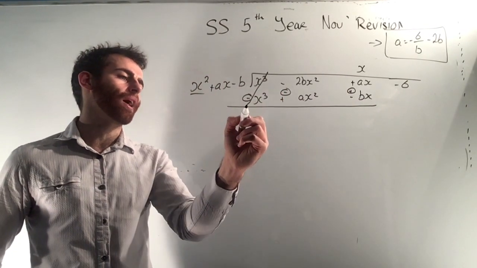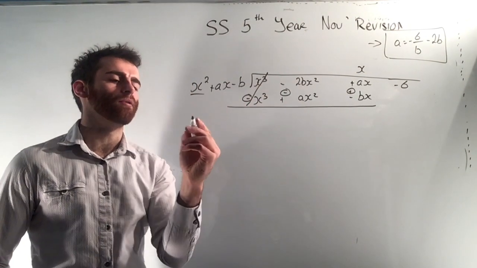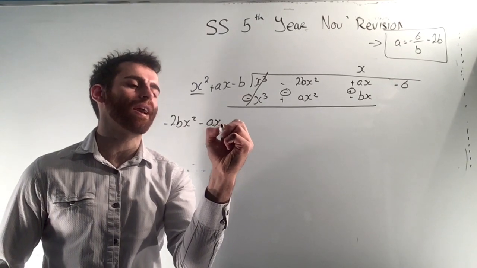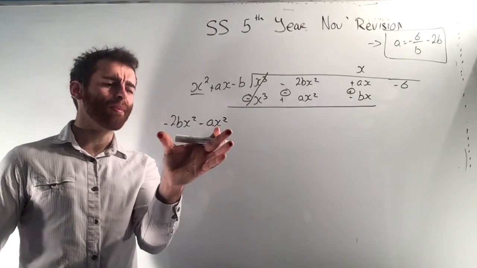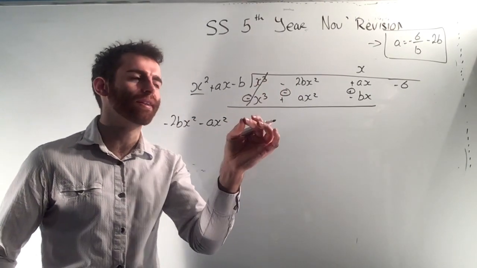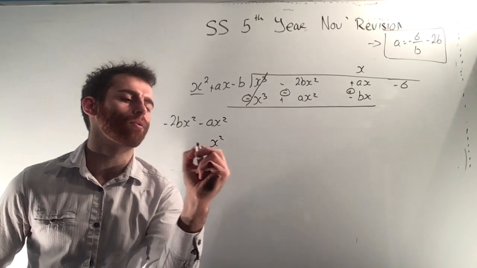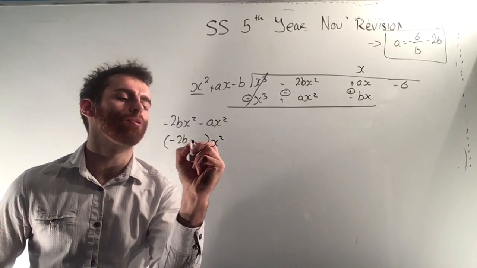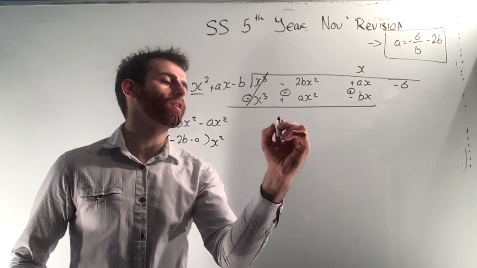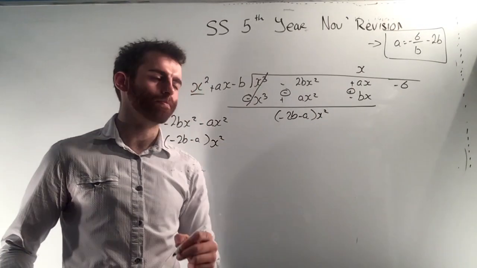So that becomes a minus, that becomes a minus, and this becomes a plus. My x cubed will cancel, and it's at this stage that you need to be careful. You're better off to do this in your rough work. So you have minus 2bx squared minus ax squared. It's mathematically accurate to write that there. It makes sense, but it'll make the question very, very difficult. You're much better off to factorize out your x squared. So write this as minus 2b minus a times x squared.